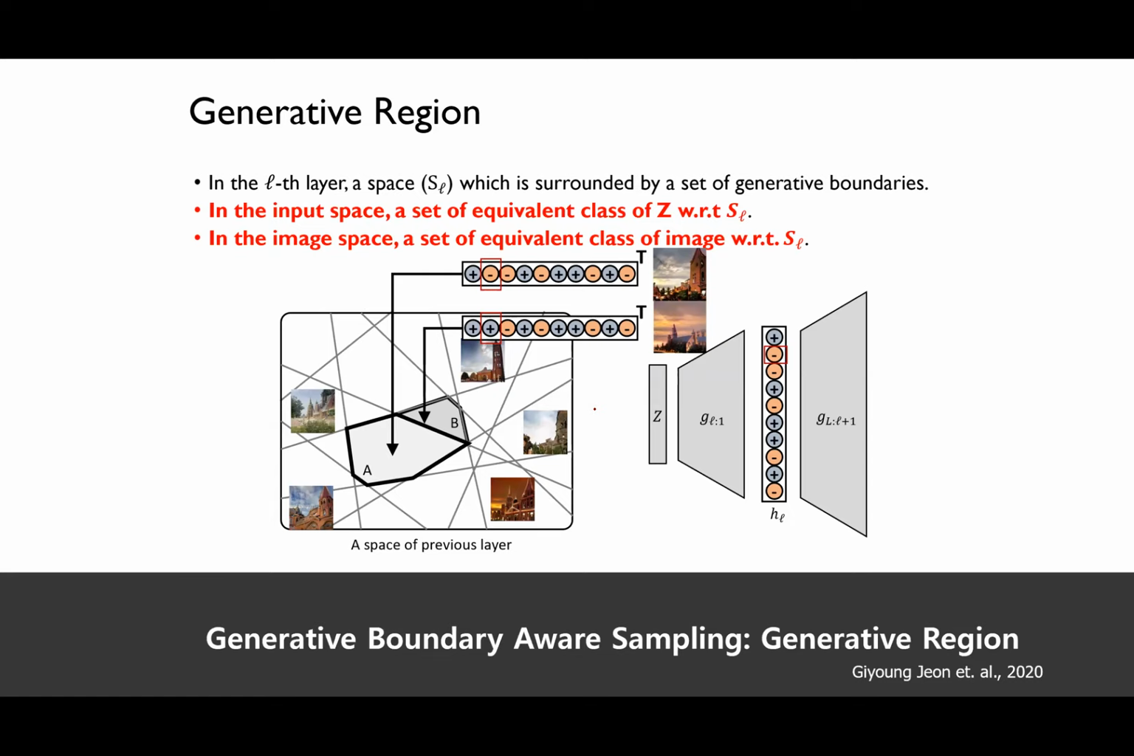So as in here, in the input space, a set of the equivalent class of Z with regard to the space SL, and in the image space, a set of equivalent class of images with regard to SL. So especially we are interested in this part, right? The equivalent set of class of image. So given an image, we have an equivalent set of a class of images, which is surrounded by the same generative boundary, right?